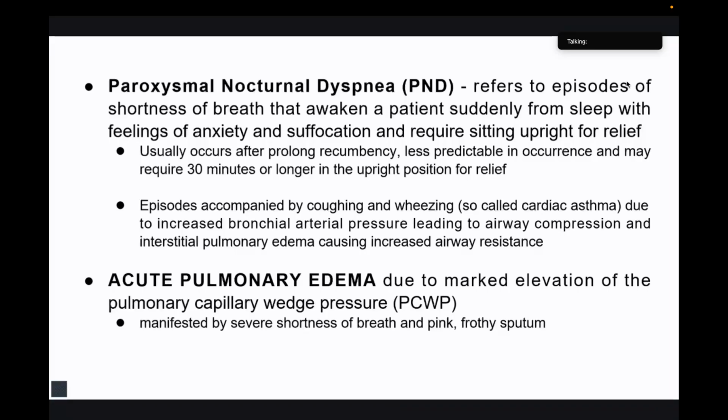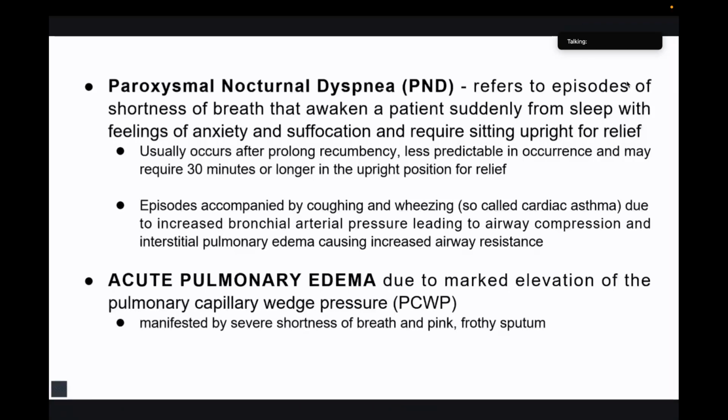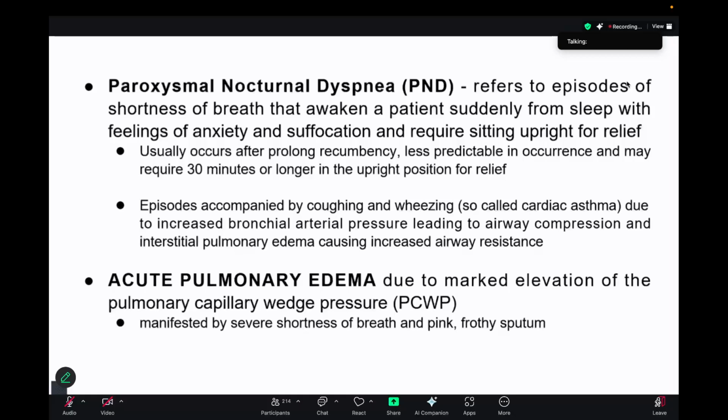The episodes of PND can be accompanied by coughing and wheezing, so-called cardiac asthma, which is due to increased bronchial arterial pressure that results in airway compression, and also as a result of interstitial pulmonary edema causing increased airway resistance.